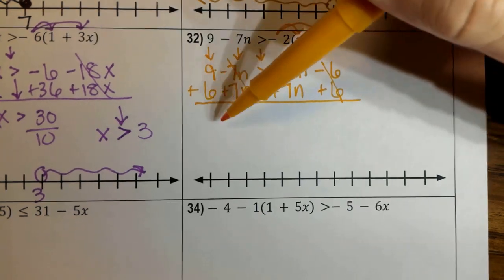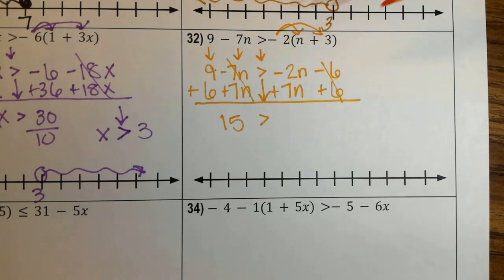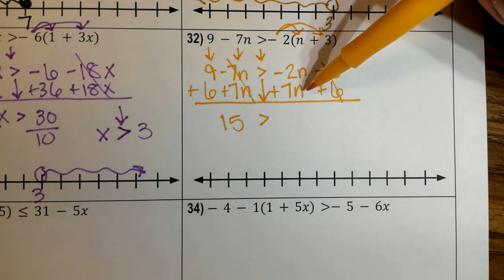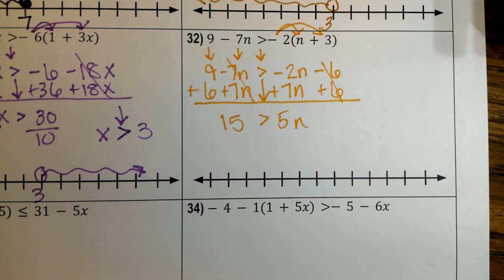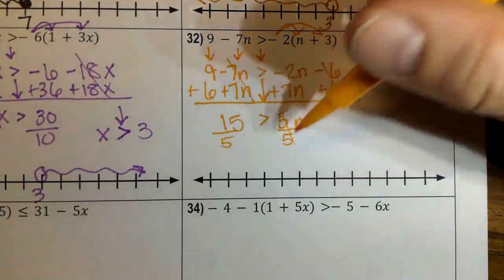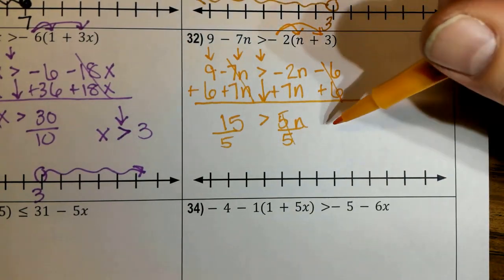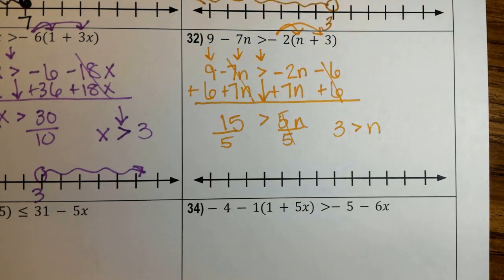Okay, so I have 9 plus 6 gives me 15. This sign did not change. And 7 minus 2n is 5n. And some of y'all might see that and go, oh, I know the answer. Sweet. So remember, you divide once you get to here. And I get 3 greater than n.